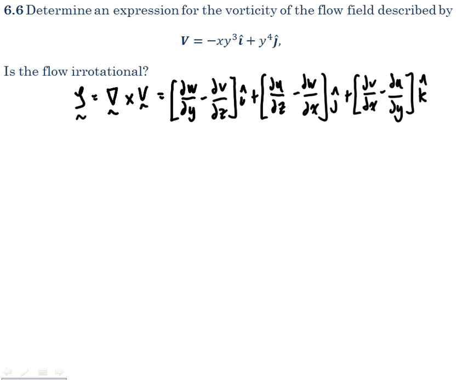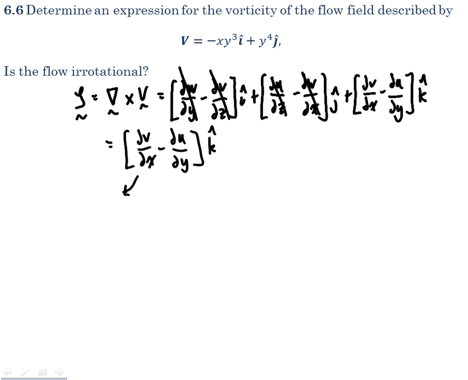So this is a two-dimensional flow. There's no k dimension for our velocity. Therefore, W is 0, so that term goes to 0. All the gradients with respect to z also go to 0 because there's no third dimension. So we find out that our vorticity is just going to boil down to partial V with respect to x minus partial U with respect to y, and that will be in the k direction.